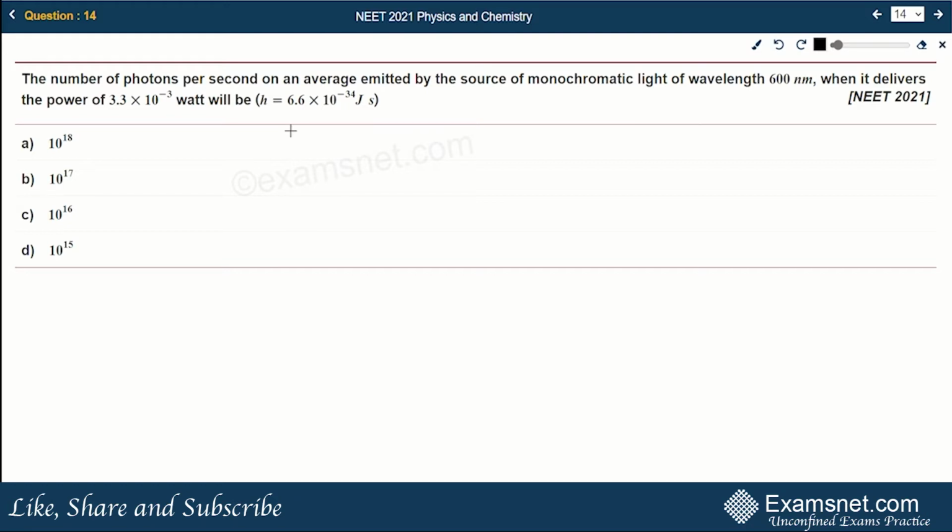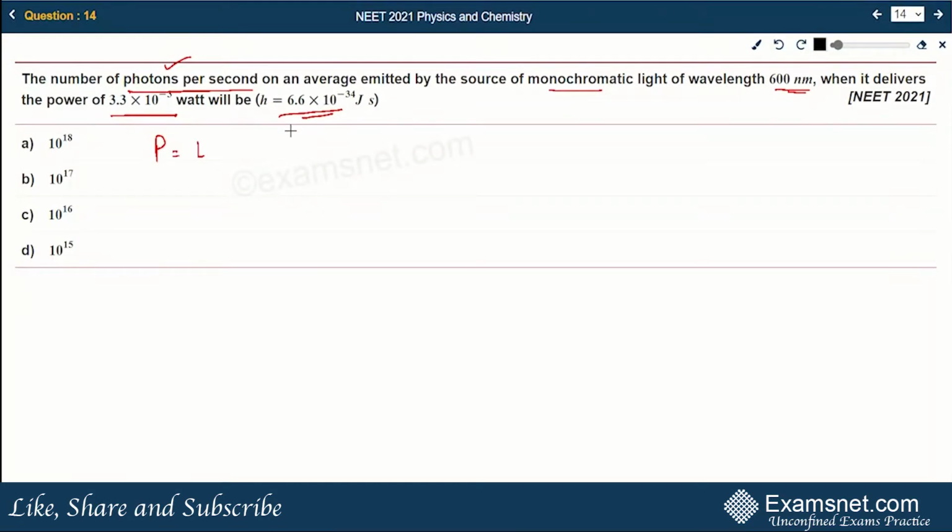Alright, now question number 14 is from the chapter Dual Nature of Radiation and Matter. And the question is, the number of photons per second on an average emitted by the source of monochromatic light of wavelength 600 nanometer when it delivers the power of 3.3 into 10 to the power minus 3 watt will be. So we have to find out the number of photons per second, and this is your Planck's constant.